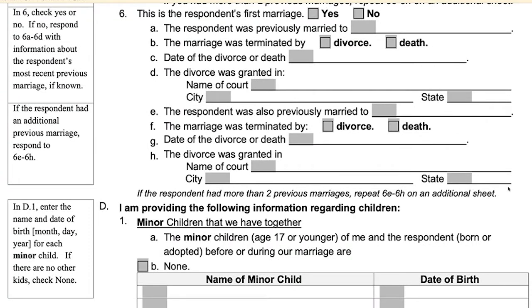So question number 6, this is the respondent's first marriage. Again, just do the best you can. You may not know, or you may suspect that there were previous marriages that you didn't know about. Just fill it out to the best of your ability. And if you know about more than 2 previous marriages, again, just answer all the questions on an additional sheet of paper.